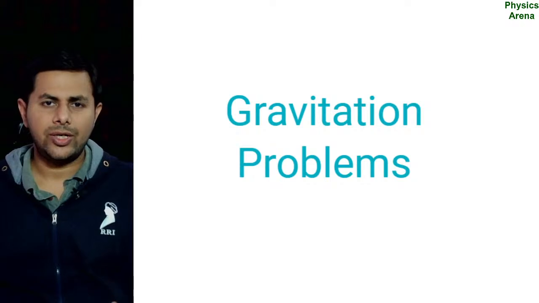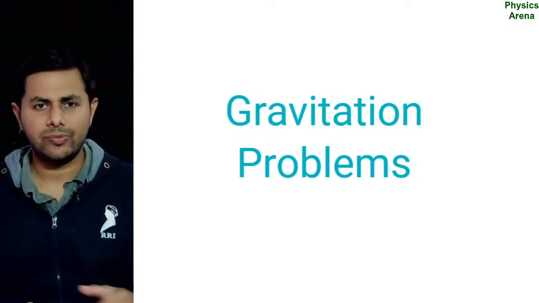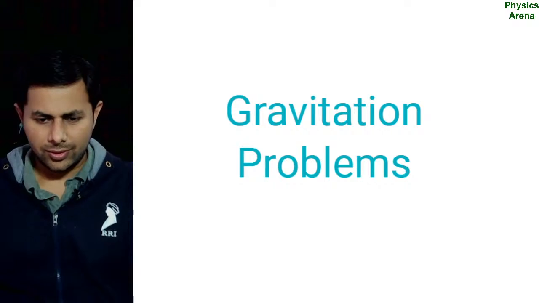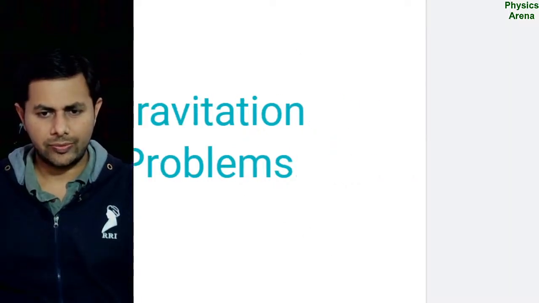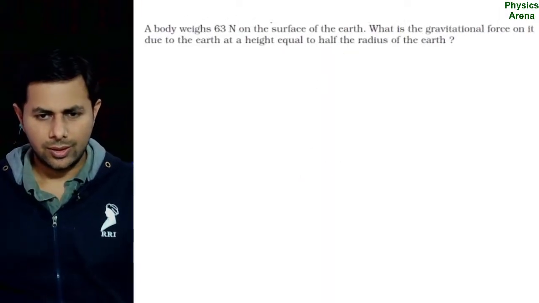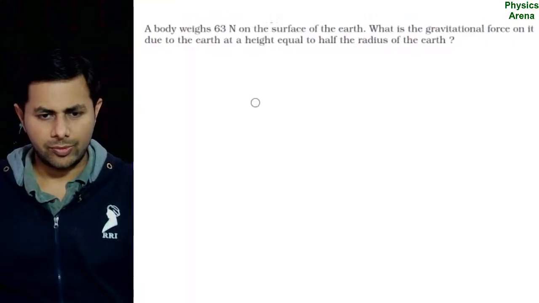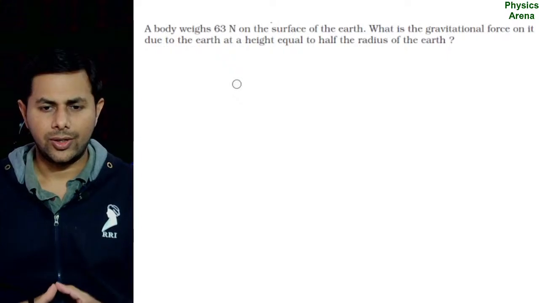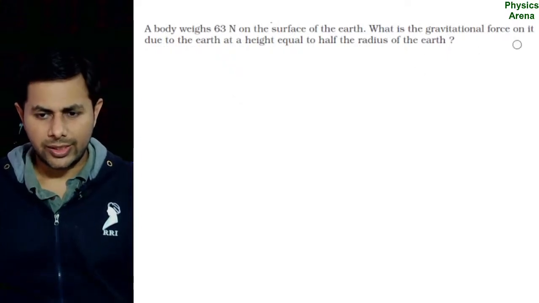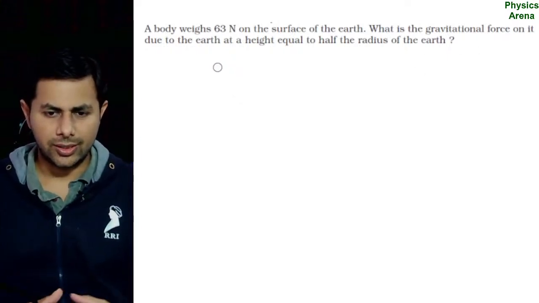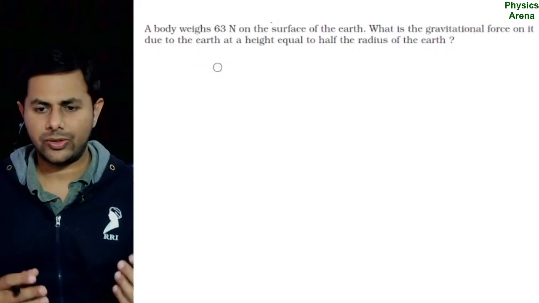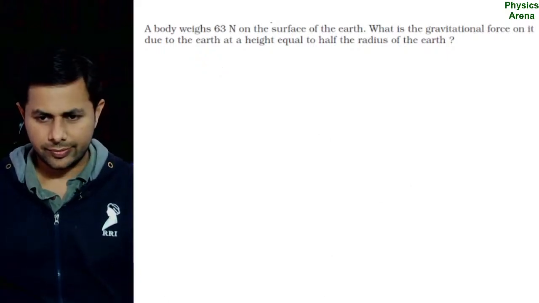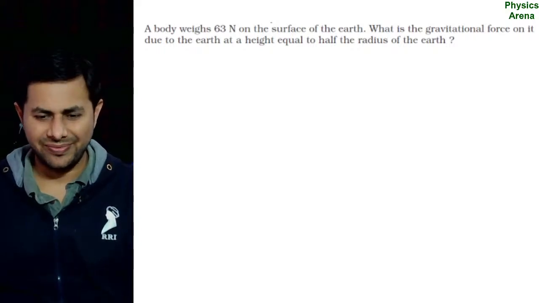All right. So today we are going to discuss some problems based upon gravitation. So let's begin. So here is our first problem. Problem number one: a body weighs 63 Newton on the surface of Earth. What is gravitational force on it due to Earth at the height equal to half of radius of Earth? Okay. So can you solve this problem?